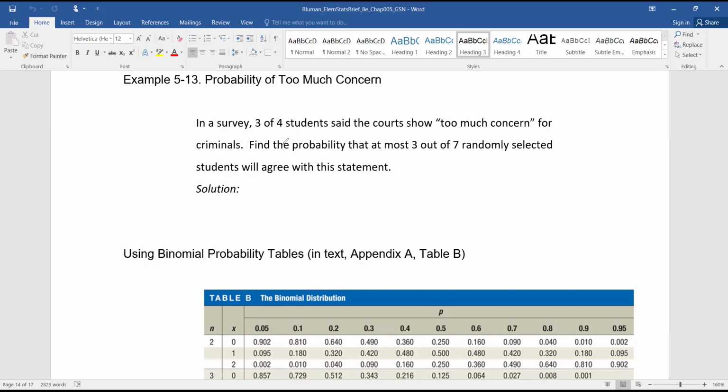So here's that issue. At most 3 out of 7. So we have to find the probability of 3, 2, 1, and none. I'm actually going to switch to my calculator to show you that.